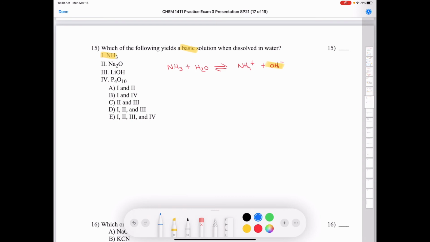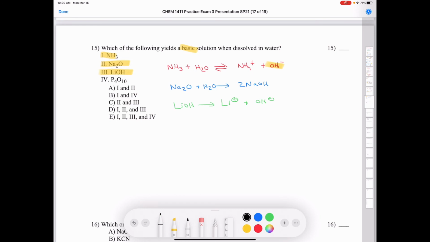The next one is sodium oxide. Sodium is a metal, so this is a metal oxide. And when we put a metal oxide, like sodium oxide, in water, we end up producing sodium hydroxide, which is a base. And so that means that sodium oxide is also going to produce a basic solution when put in water. The next one is lithium hydroxide. Well, lithium hydroxide is a strong base. It dissociates completely to give us lithium ions plus hydroxide ions. And so it is basic.